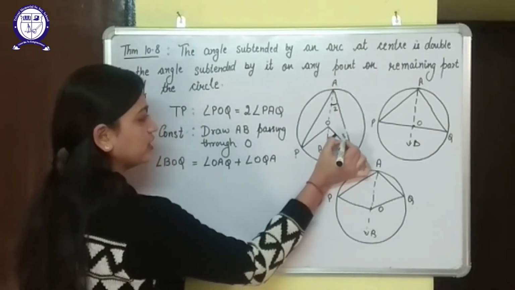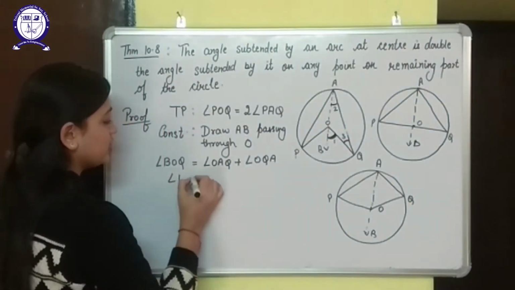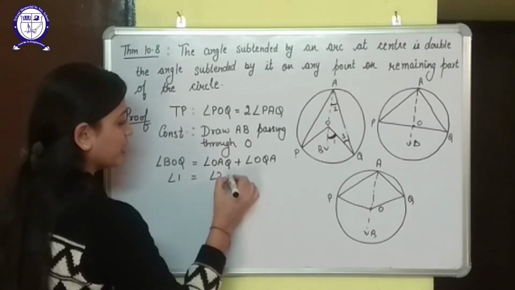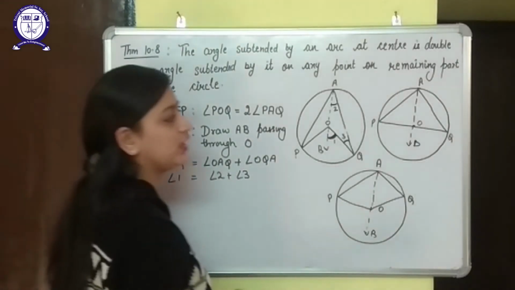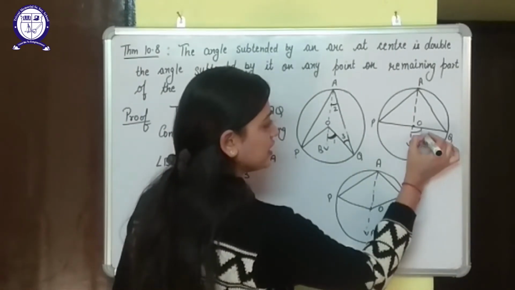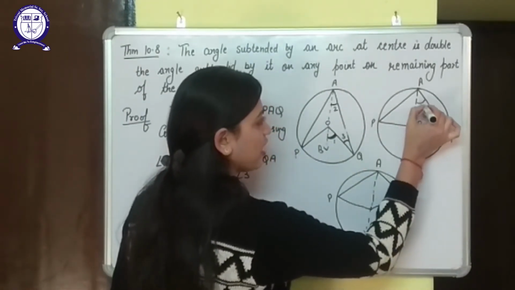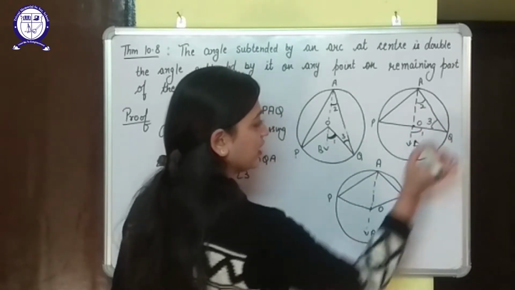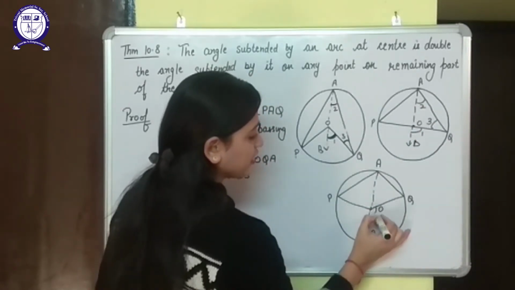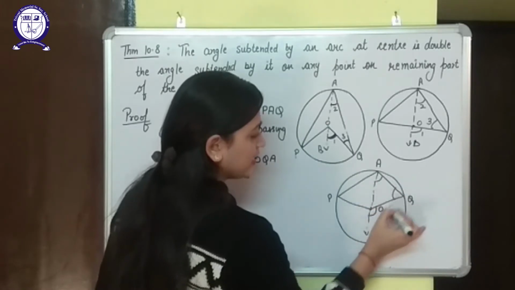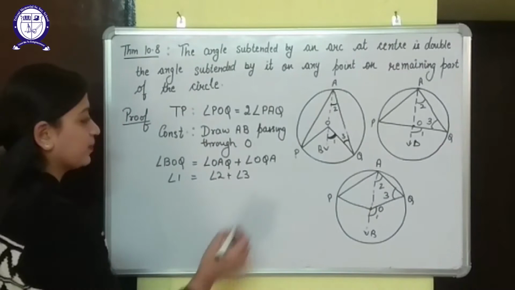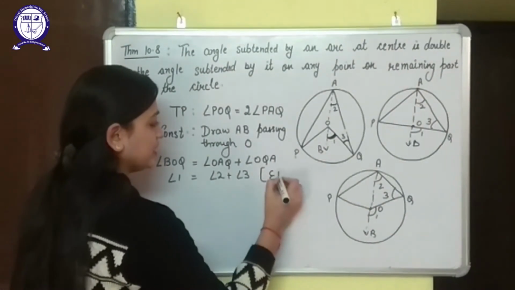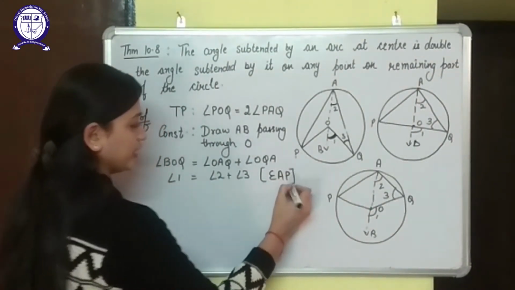Angle 1 is equal to angle 2 plus angle 3, and this will be the result in all the three cases, because you can see that the figure is still a triangle. We are considering a triangle, so the exterior angle property can be applied in all the three figures. So the reason will be exterior angle property.